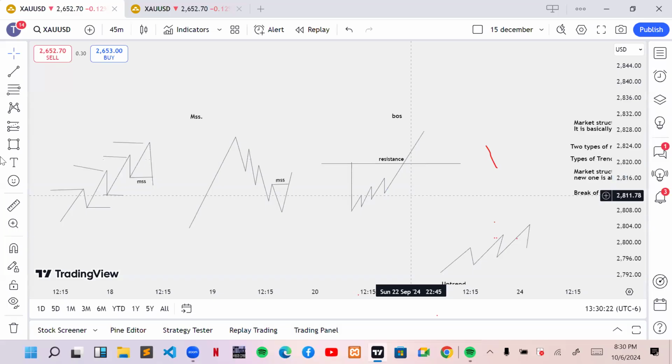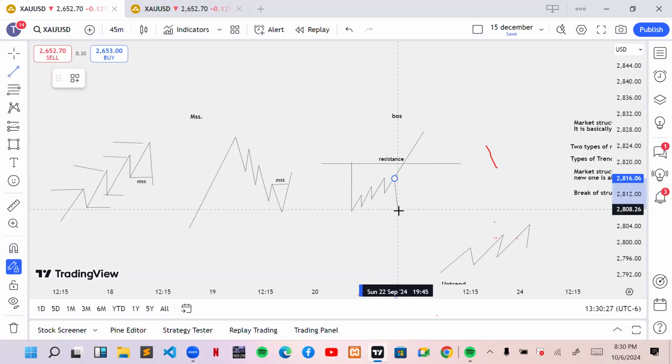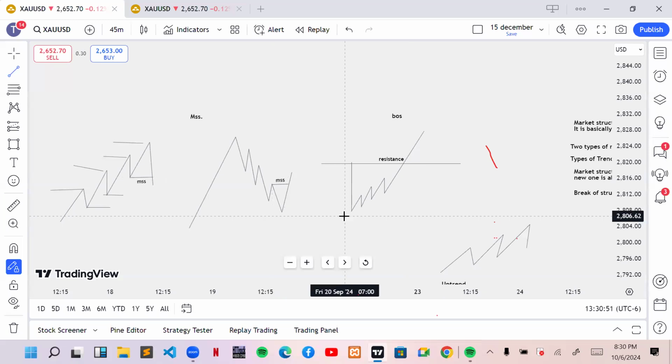If it was to be a market structure shift, the market would not break to the upside. It would simply break down, changing direction to the downside. But in break of structure, it will still break towards the direction that the market was trending before. That is the difference between market structure shift and break of structure. In market structure shift, it changes direction to the opposite side. In break of structure, it still maintains its current direction, but it breaks a key level in the market. So this is the break of structure for an upside, and then this one should be a break of structure for the downside.